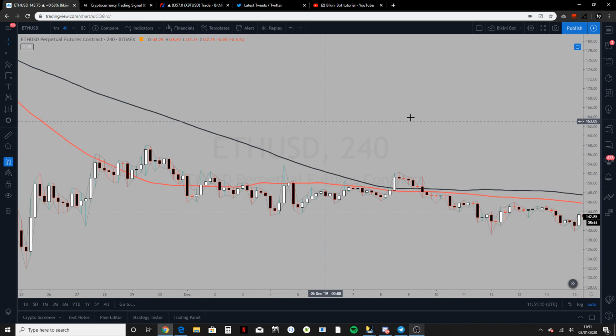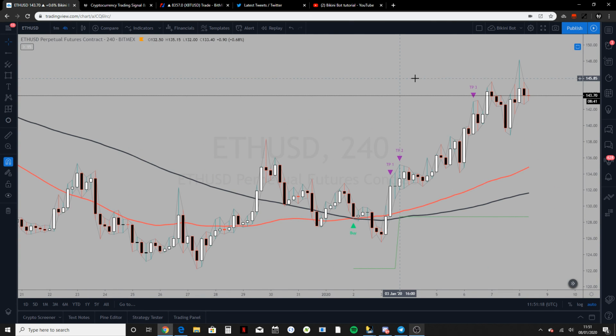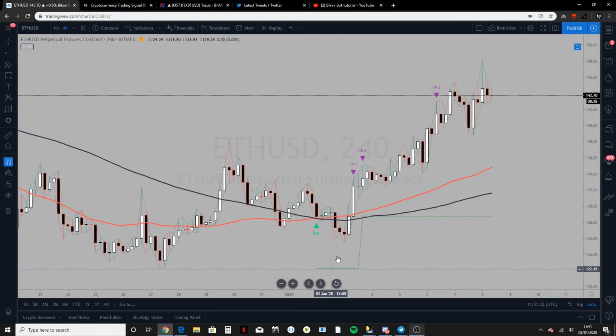And the exact same occurs on the inverse on buy signals. Same here: buy signal, 5% stop loss, take profit 1. At take profit 2 we move our stop loss to entry, and then we wait for take profit 3, 4 and 5. Okay, so it's simple enough to use.